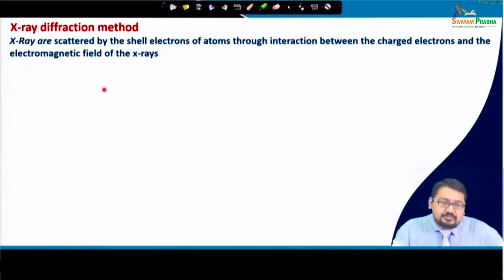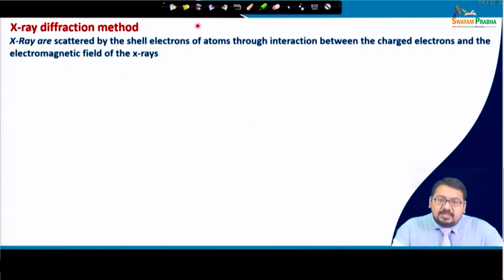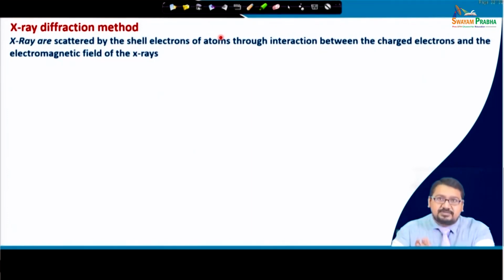So, X-ray diffraction method. X-rays are basically electromagnetic radiations which are scattered by shell electrons of the atoms which are present in a periodic arrangement inside a polycrystalline metal or alloy. So, here the interaction is between the X-ray, which is electromagnetic radiation, and the charged electron, leading to scattering and thereby diffraction.